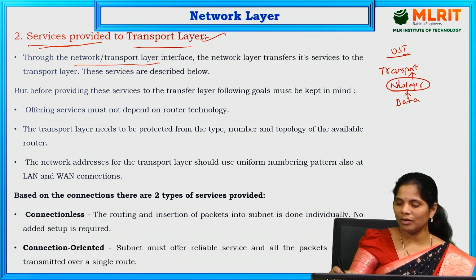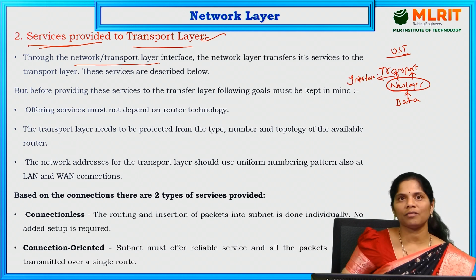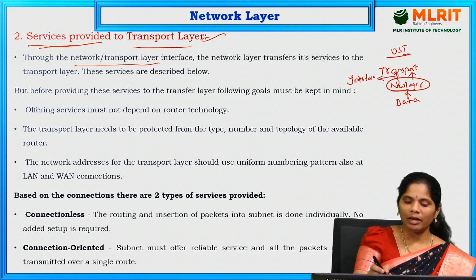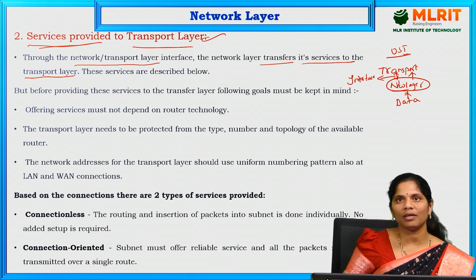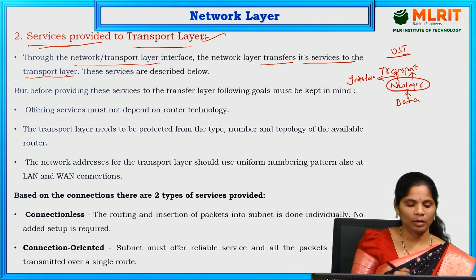Here, in between the transport layer and network layer, what is it called? The interface. In previous classes we already said, this is the interface. Through the interface between the network and transport layer, the network layer transfers its services to the transport layer. Whatever services the network layer has can be transferred to the transport layer. What are these services?